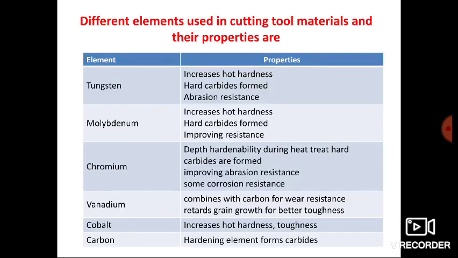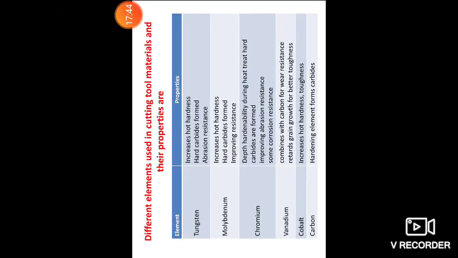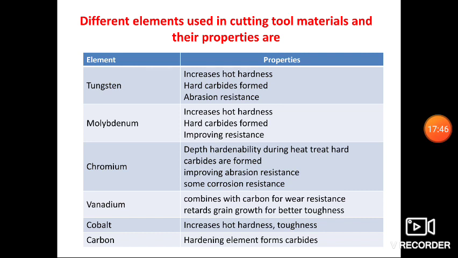Now we will discuss the various alloying elements. So various elements are added, alloying elements are added to the cutting tool material so as to improve its quality. So the very first element is tungsten, it increases the hot hardness, then it forms hard carbide and it increases the abrasion resistance. Then molybdenum, it also increases the hot hardness, then hard carbide forms, and it also improves the abrasion resistance.